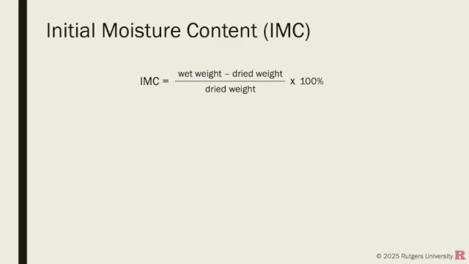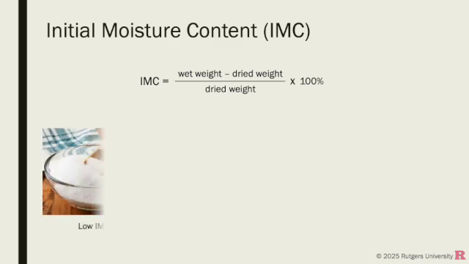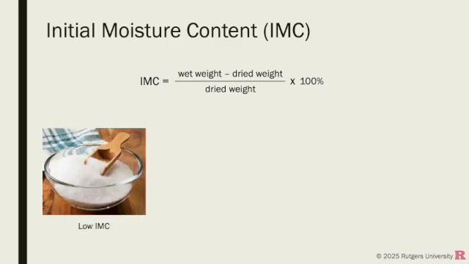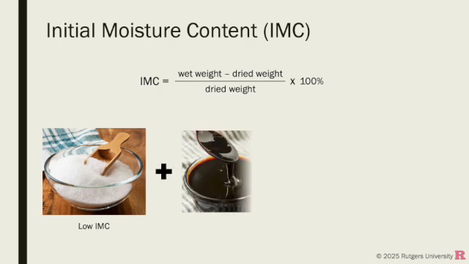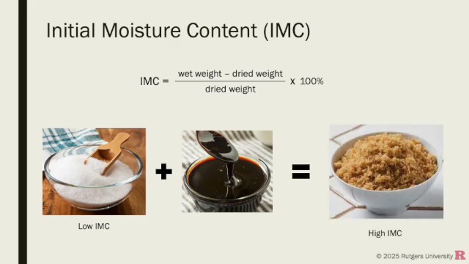From the manufacturing process, the sugar contains a small amount of moisture. This is referred to as the initial moisture content, IMC. The IMC can differ depending on the type of sugar. White sugar is relatively dry and has a low IMC, while brown sugar contains molasses and has a higher IMC.